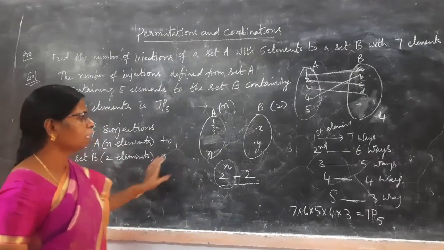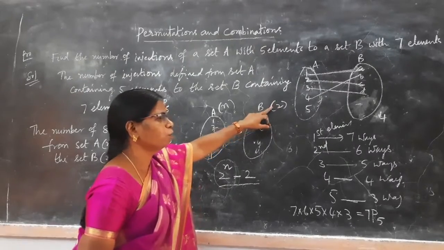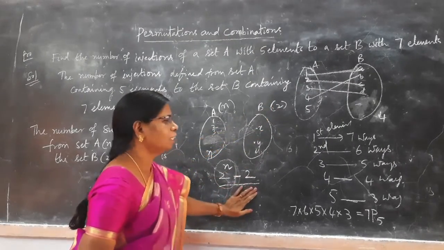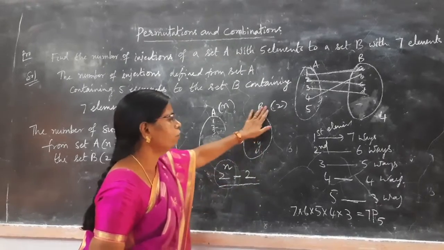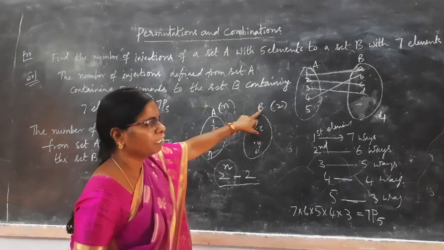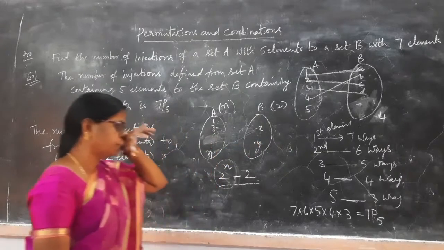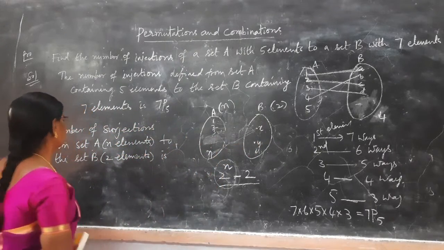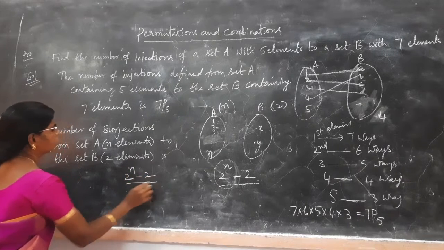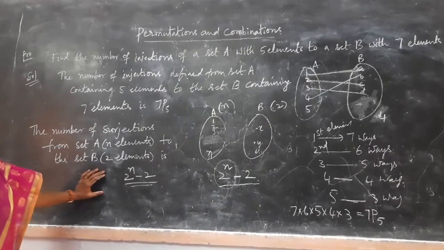However, when B has more than 2 elements, the formula will differ. This formula doesn't work when the set B contains more than 2 elements. There is another formula. So 2 power n minus 2 is the formula to find the number of surjections when B has 2 elements.